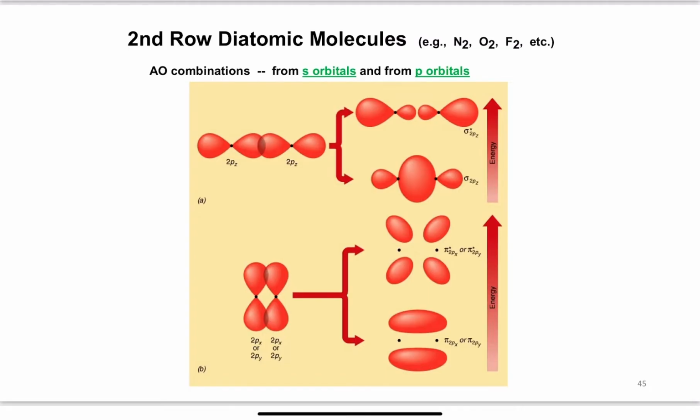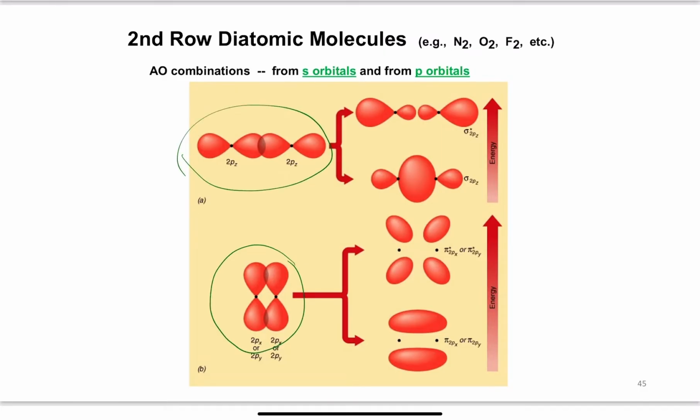What about your second row diatomic molecules? Nitrogen, oxygen, fluorine, etc. We're going to start drawing a lot of these out, and I'll draw more of them out in a sec. But atomic orbitals are combinations of your s orbitals and your p orbitals. So you can have them combine and form these different structures.